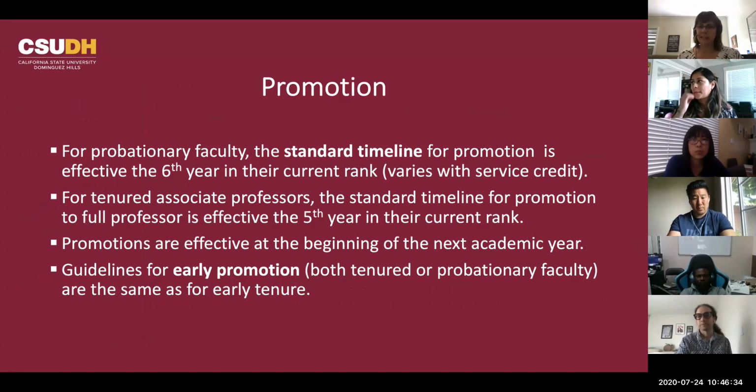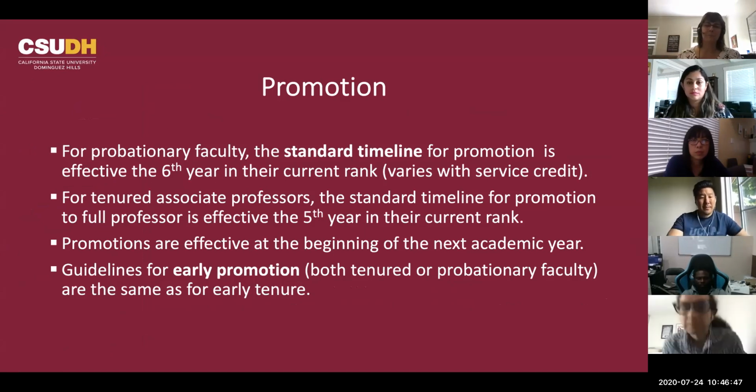And thinking about the promotion process, again, the standard timeline is in your 6th year. If you have a COVID extension, it will be in your 7th year. When you are tenured and an associate professor, the first time you have the option of going up for promotion to full professor is effective your 5th year. But you can go up any time after that when you're ready, okay?